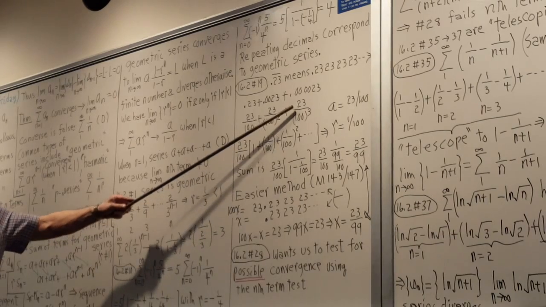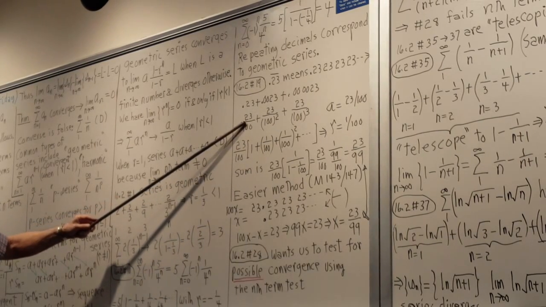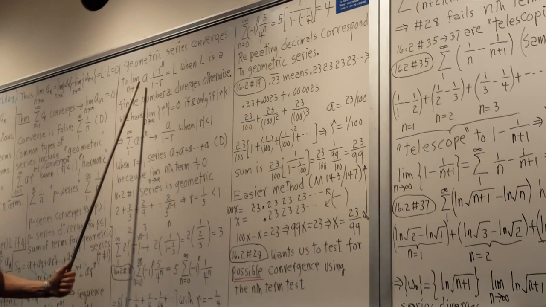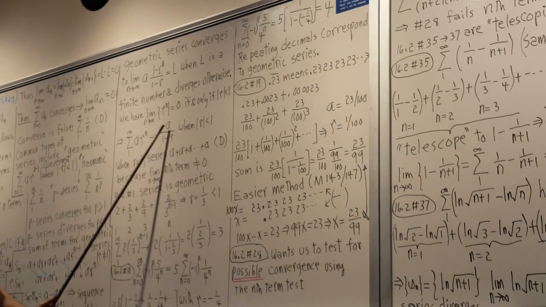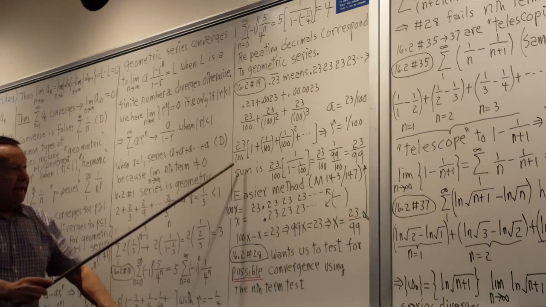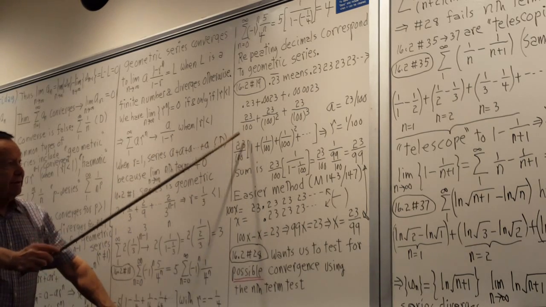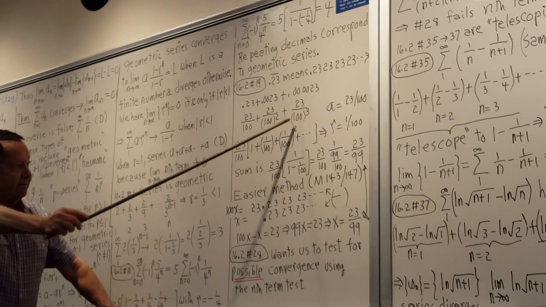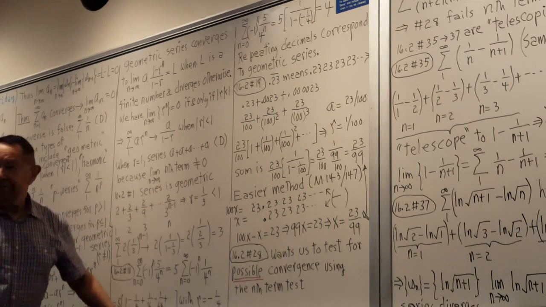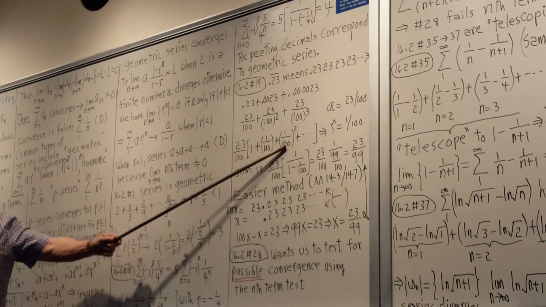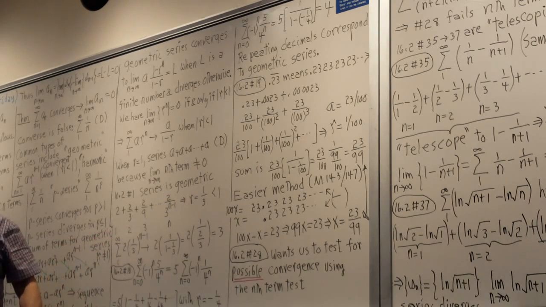So then you see 23 over 100 would factor out, so that would be like the A if you're going to do the sum of the geometric series. And factoring that, then you have 1, and then 1 over 100, and 1 over 100 squared, and so on. So your common ratio now is 1 over 100.